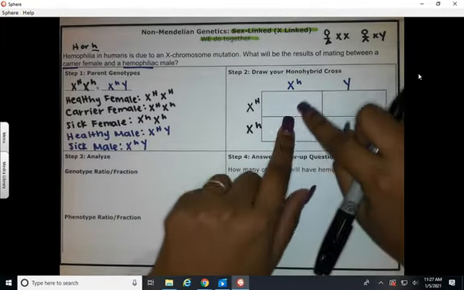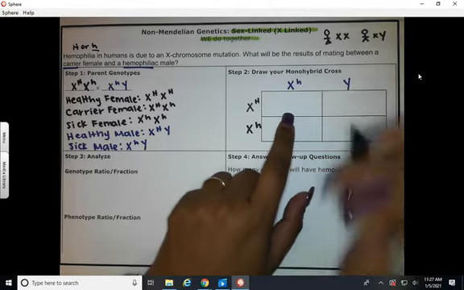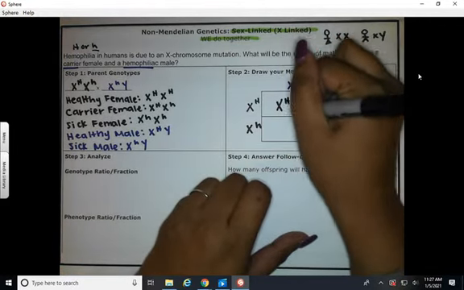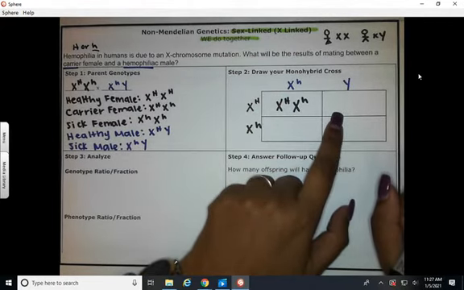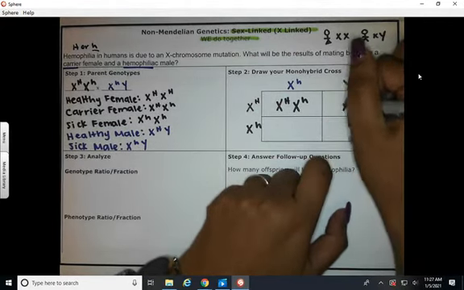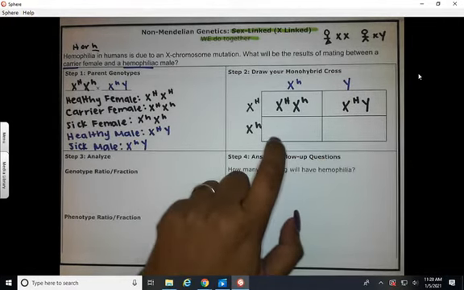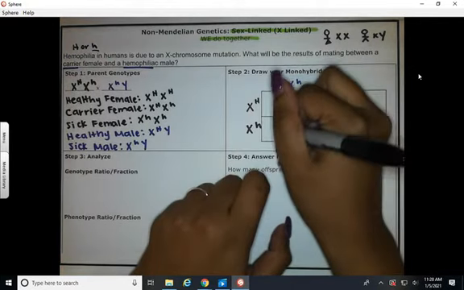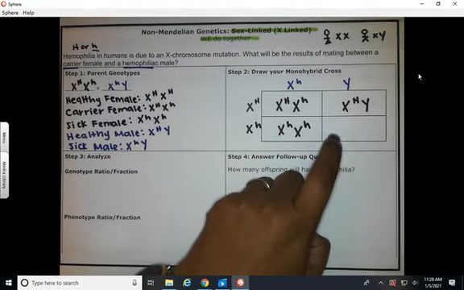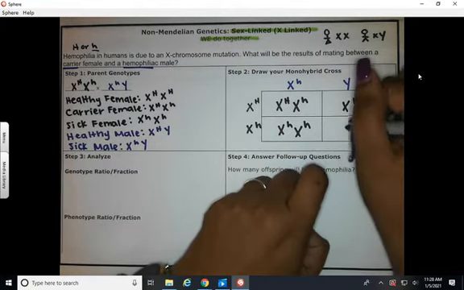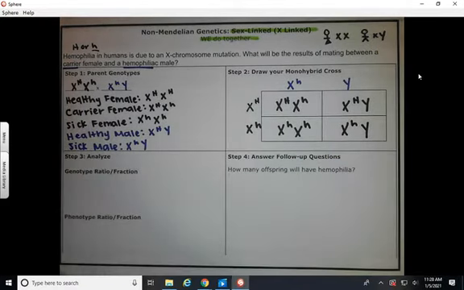Okay, what would go in this first box? X big H, X little h. What about this next one? X big H Y. Good. This third box. X little h, X little h. And the last box. X little h Y.